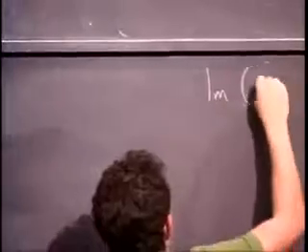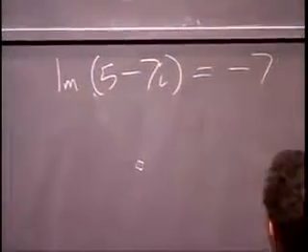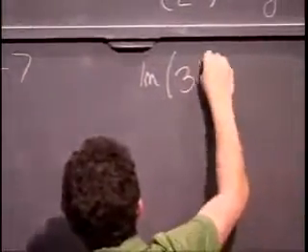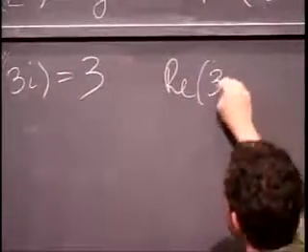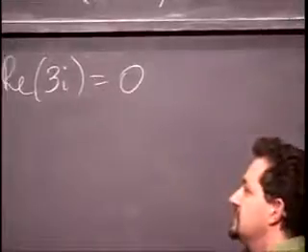What is the imaginary part of 5 minus 7i? It's negative 7. How about the imaginary part of 3i? Well, it's 3. What's the real part of 3i? Well, it's 0. There's no real part. Okay, so this gives you the idea. Real numbers have imaginary part equal to 0. Okay, well, that's all not very exciting.